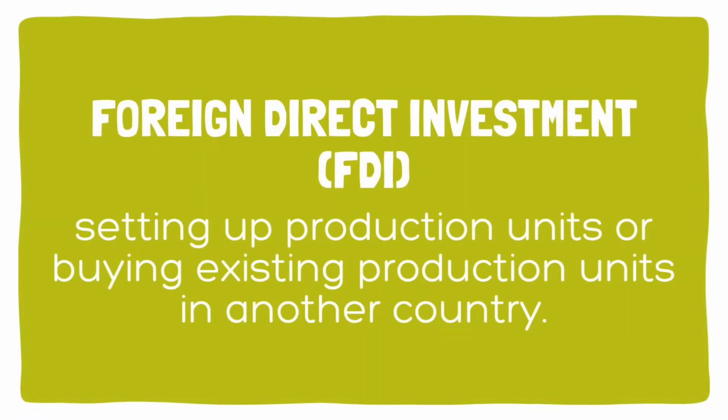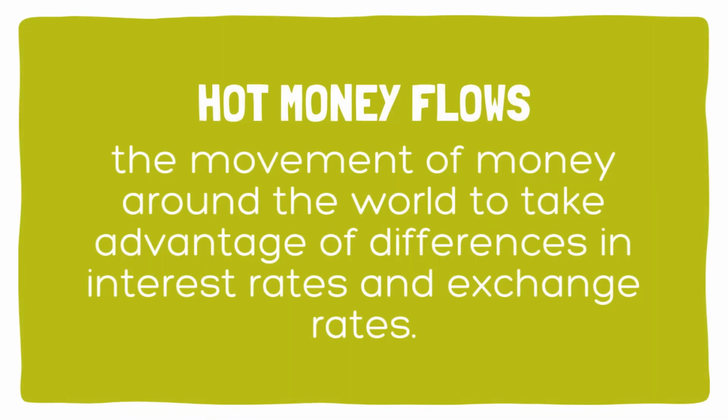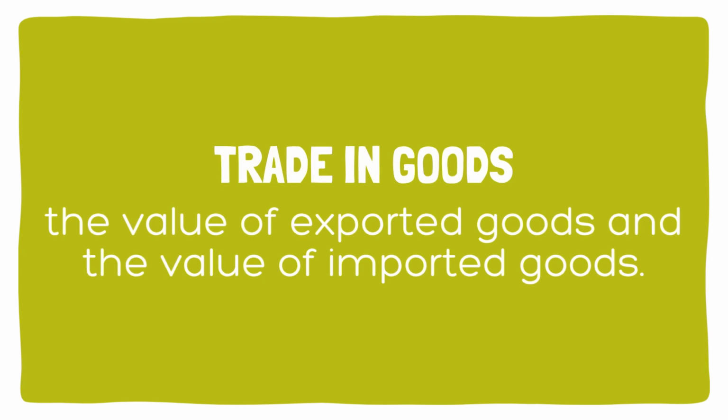Foreign direct investment involves setting up production units or buying existing production units in another country. Hot money flows are the movements of money around the world to take advantage of differences in interest rates and exchange rates. Trade in goods is the value of exported goods and the value of imported goods.